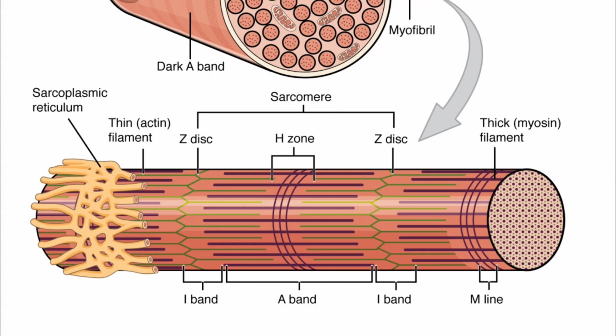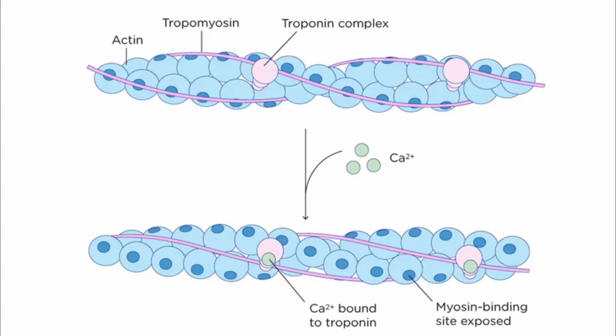Now we've been talking about the thin and thick filaments, but let's talk about the thin filaments first. The actin is a long helical chain with myosin binding sites. So it's basically just going to be there for myosin to bind to be able to move it. It's going to be very thin, and it's going to have the troponin and the tropomyosin on it.